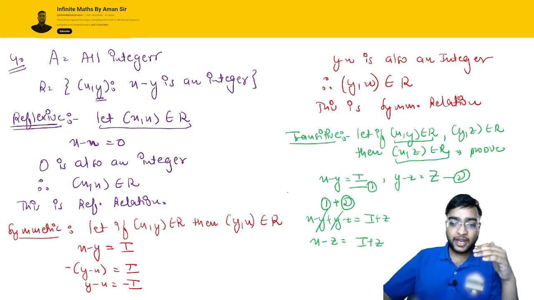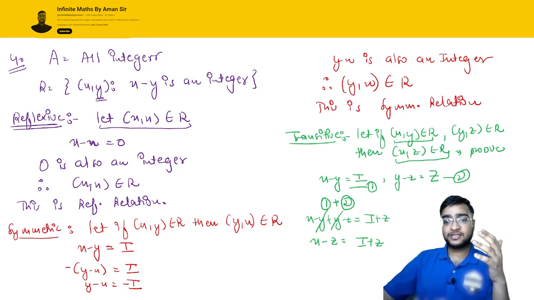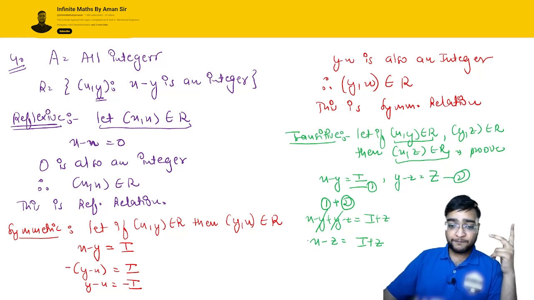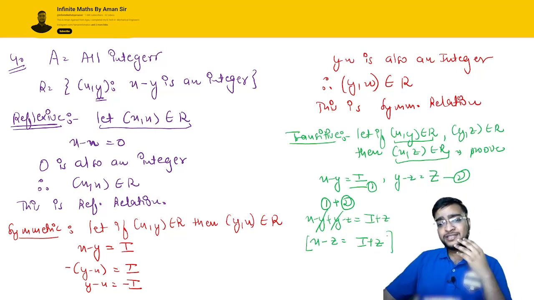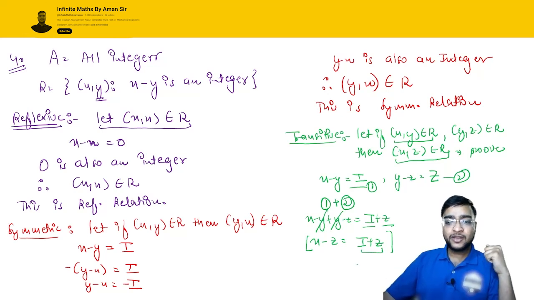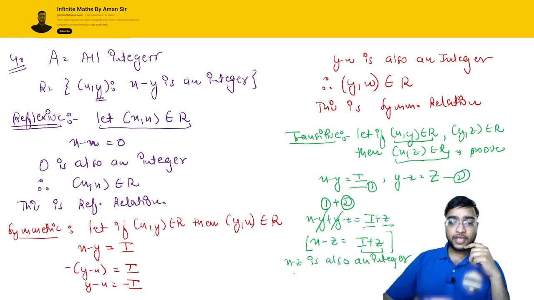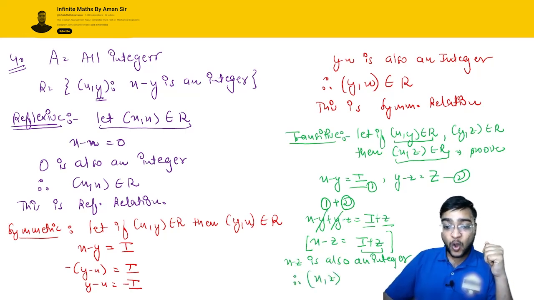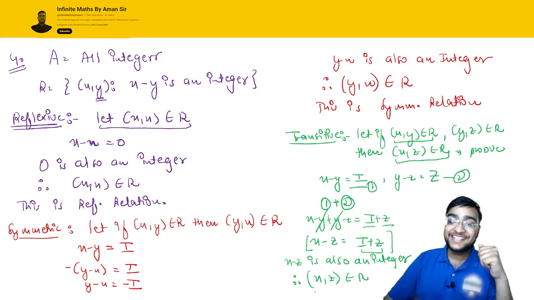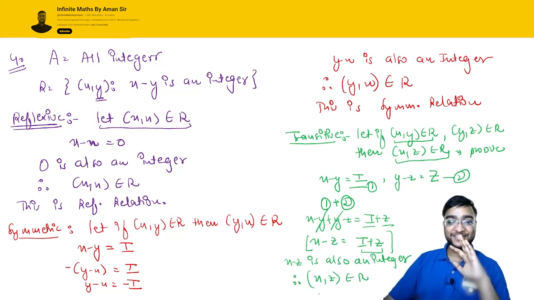Okay, so I'm just adding 1 and 2, and after that the x minus z relation is here. You can say i is an integer, z is an integer, and the addition is also an integer here. So this means x minus z is also an integer. That is very clear. If x minus z is an integer, therefore I can say (x, z) also belongs to my relation here.